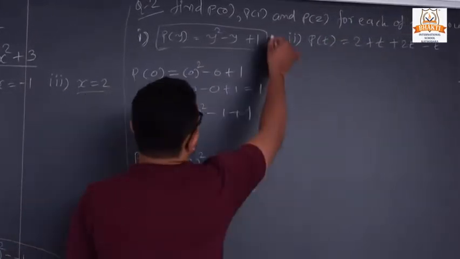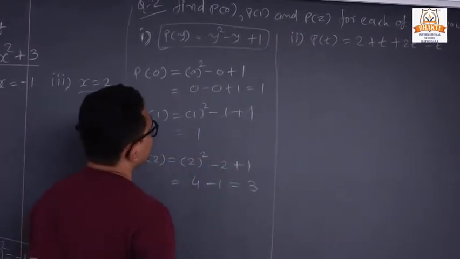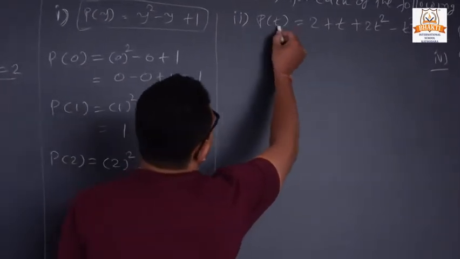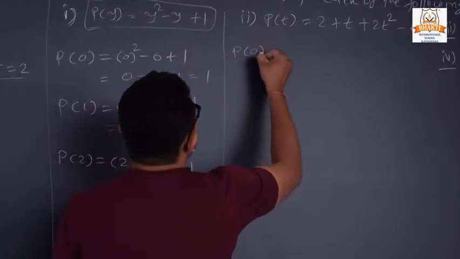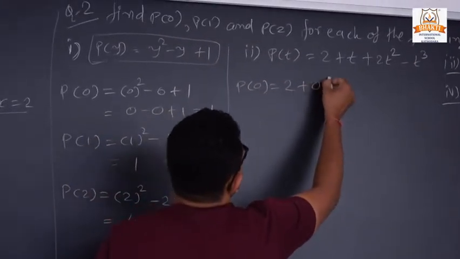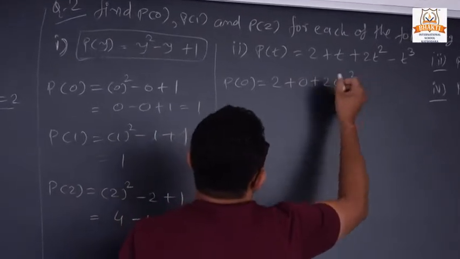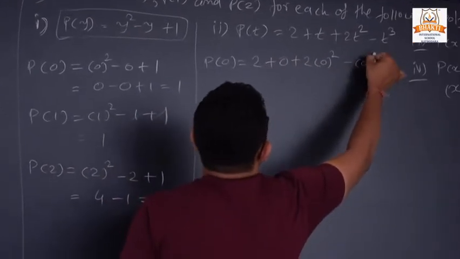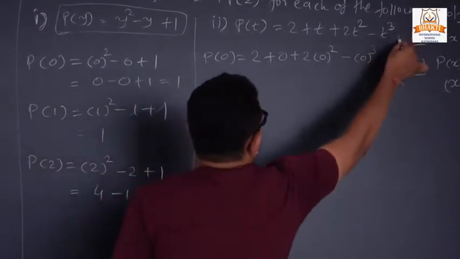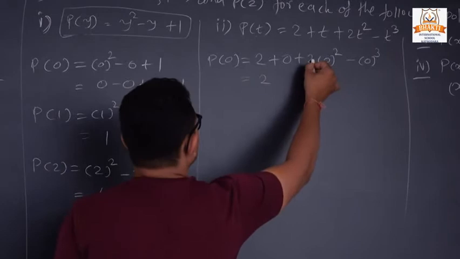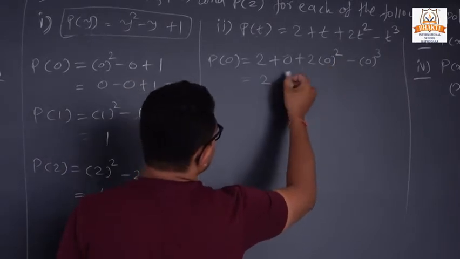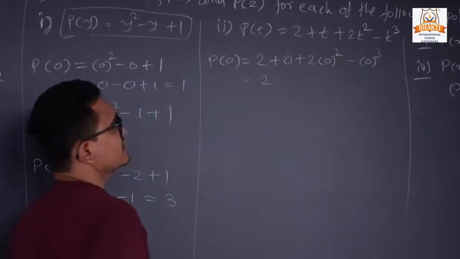So see our second example. In the second example, what happens? First of all, t is replaced with 0. So p of 0 is 2 plus 0 plus 2 in bracket 0 square minus 0 cube. So 0 into 2 will be once again 0, and the other term will also be 0. So the answer is 2.